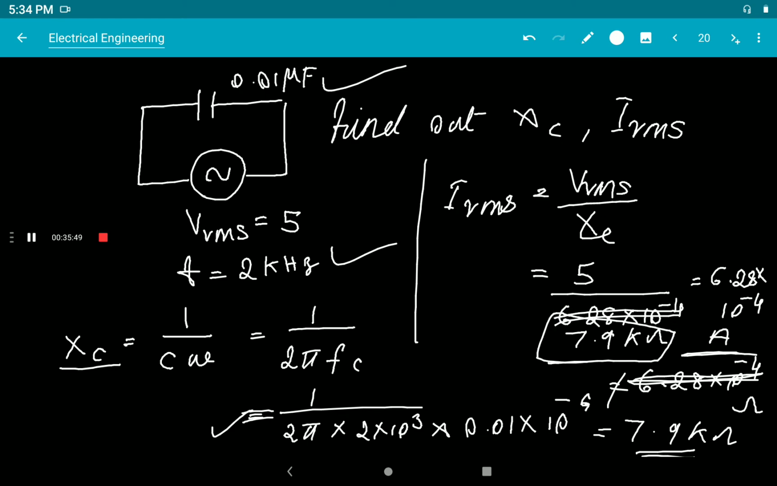Okay. So simple problems like this will be in the text. Just do it and find out the values. There is a chance they may be asked as 1 mark questions.